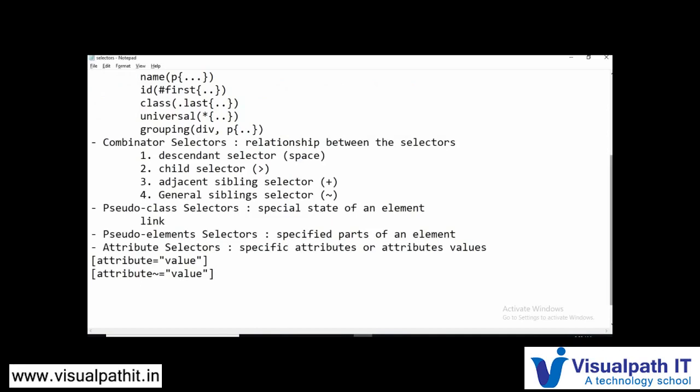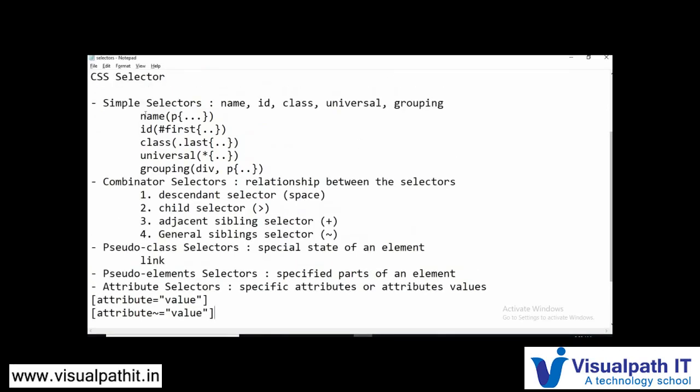This is the basic three things which you are supposed to know. Please don't forget these three things. Here we are done with the selectors. The first one is the simple, then the combinator, then the pseudo class, then the pseudo elements, and then the last one was the attribute selectors.